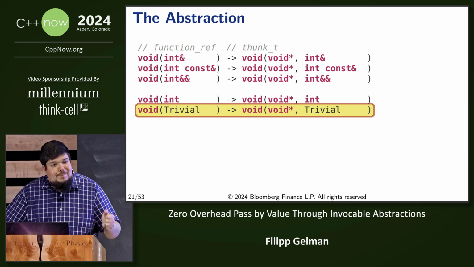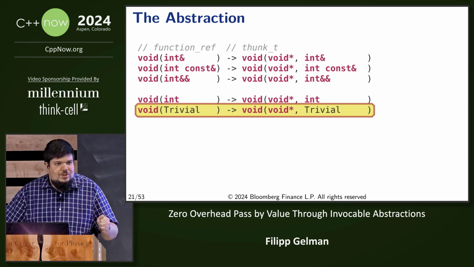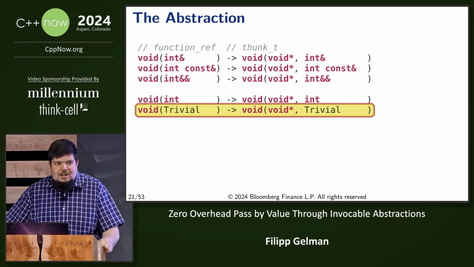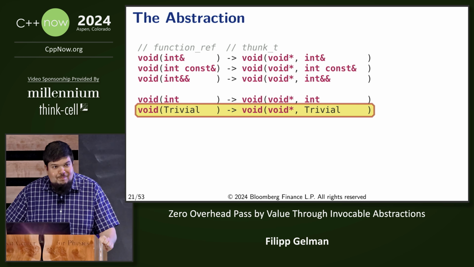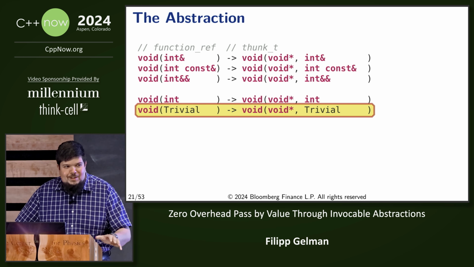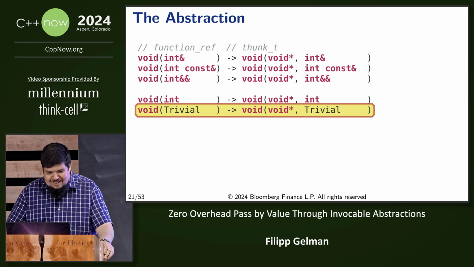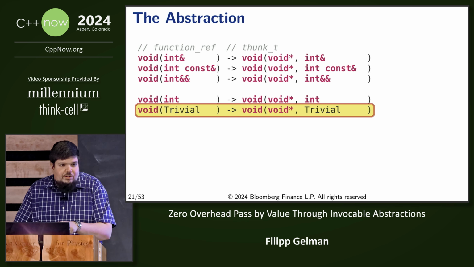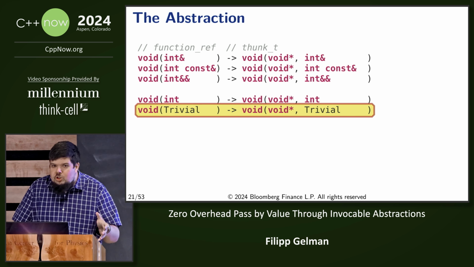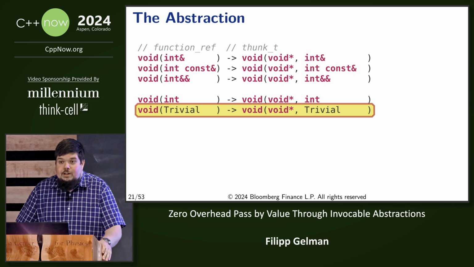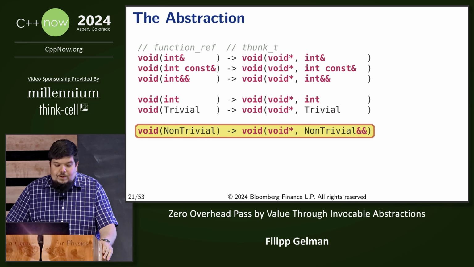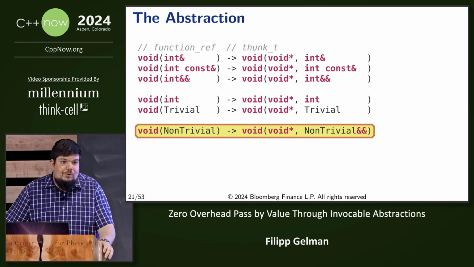And that really bothered me, that we have to have this drawback. So I thought about it, and it turns out we don't, if we cheat a little bit. So if something is trivial, we pass it by value. And at this point, sure, you can constrain it to say if it's a small object. That's fine. But if something is not trivial, we convert those to rvalue references.